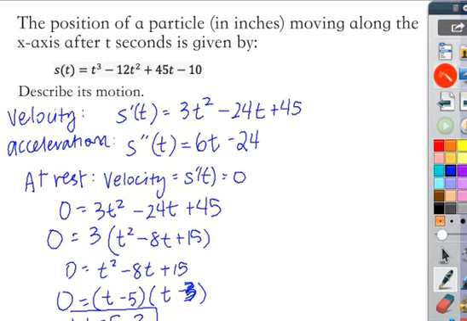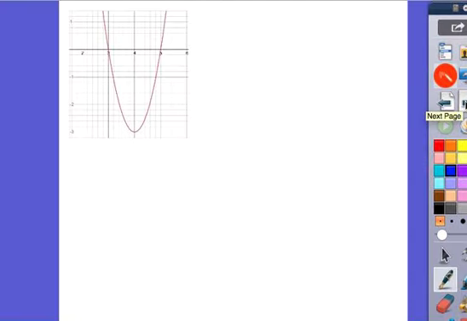Okay, so we can also see this using a graph. If I was to graph my velocity, right here is my velocity function. Okay, so I can see that I have zeros at 3 and 5. Okay, and these are measured in seconds.